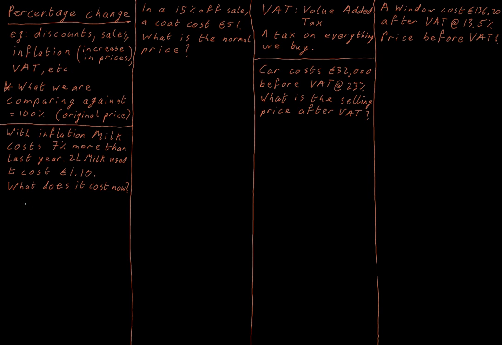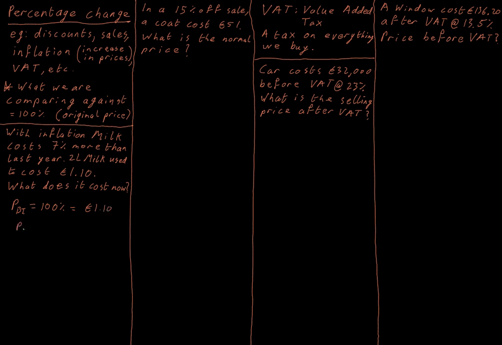€1.10. That means that the price last year, before inflation, so I can call it P for price and then BI for before the inflation that we're currently talking about. Obviously there was inflation before. This is what we're going to say is 100%, because we've increased from this position by 7%. So this is our original state, and we know that that is €1.10.